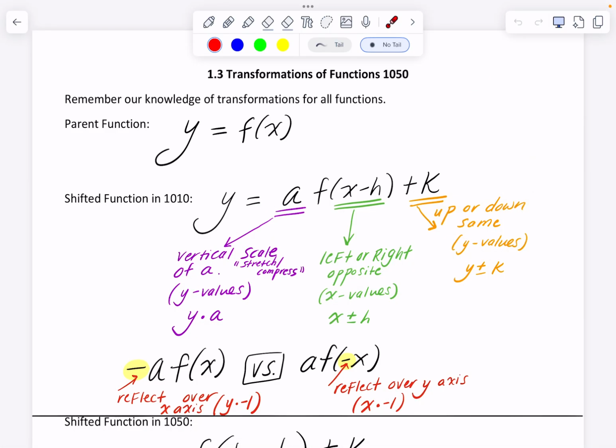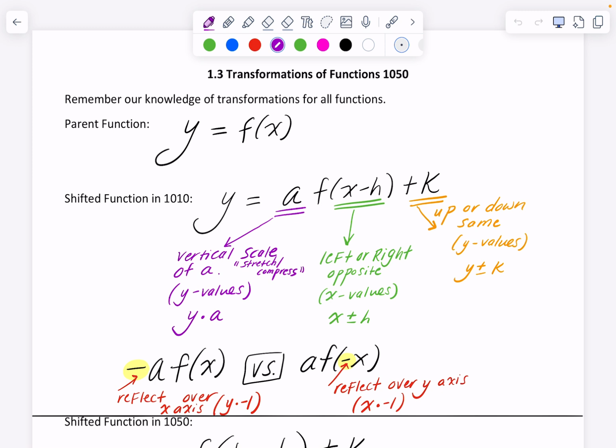You guys, in 1010, one of the biggest focuses is shifting from a parent function. The parent function's f of x, we've seen this level of shifts in 1010. We just have to up our game a little bit in 1050. There's just one extra shift they throw in there. But let's remember the stuff from 1010, because it's the same exact stuff in 1050. Shifting always works the same for all functions.